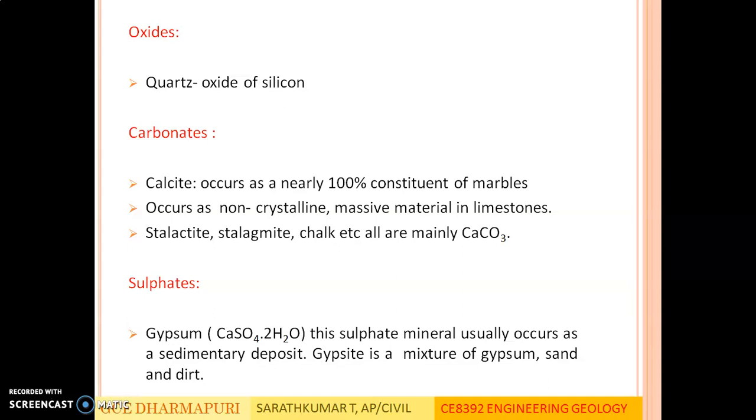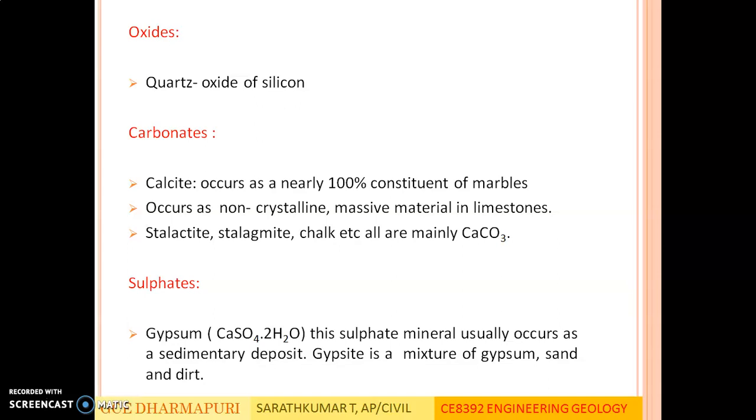It occurs as a nearly 100% constituent of marbles, and occurs as non-crystalline massive material in limestones. Stalactite, stalagmite, chalk, etc. are mainly calcium carbonate. The next chemical is sulfate. The mineral gypsum, this sulfate mineral, usually occurs as sedimentary deposit. Gypsite is a mixture of gypsum, sand and dirt.